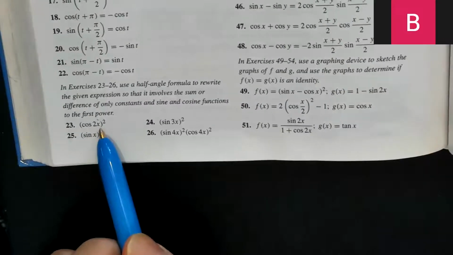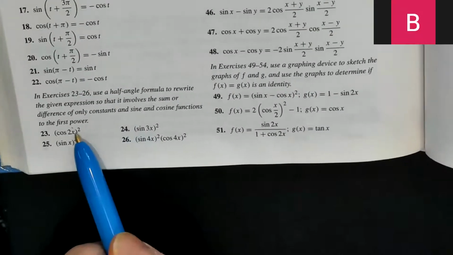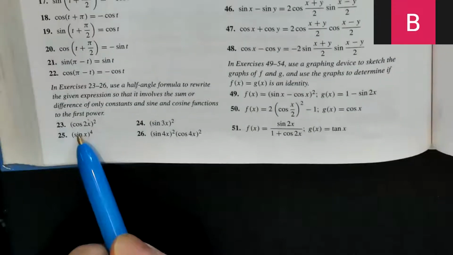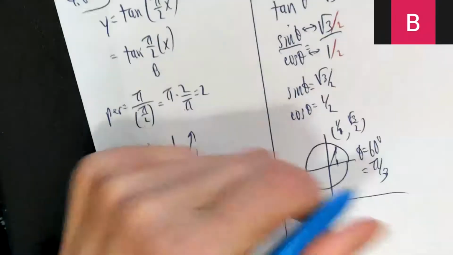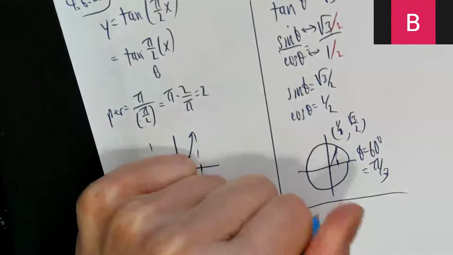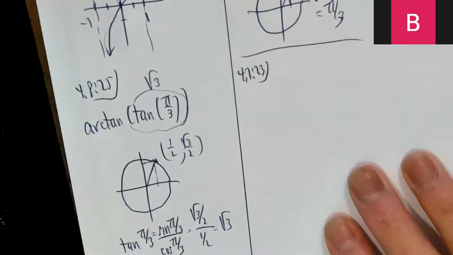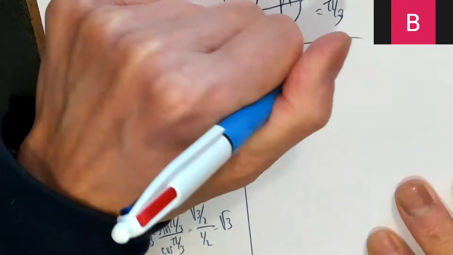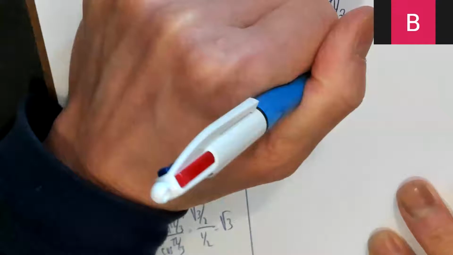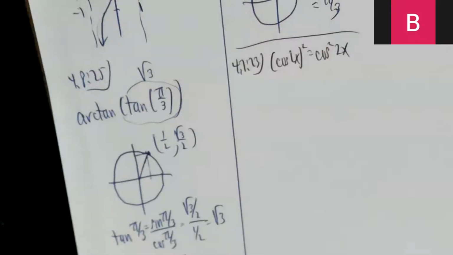Cosine squared of 2x. Rewrite it using a half angle formula so that you don't have a square, basically. Okay. You write it like this. It's cosine squared 2x.